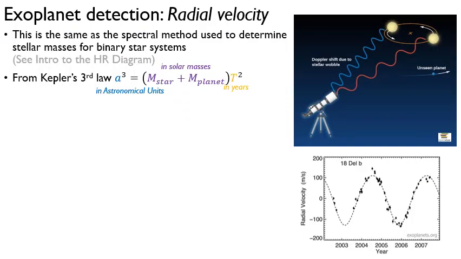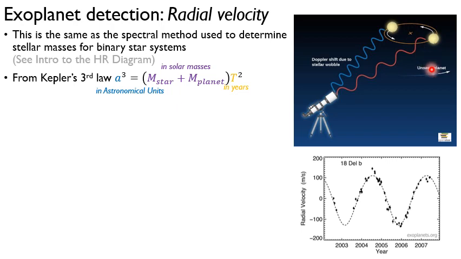An extremely common method for planet detection is the radial velocity technique. And you'll remember this from the introduction to the HR diagram for how we obtained stellar masses. So what's happening here is you have a star and there's a planet going around it, and while you may think of the planet just going around the star, in reality the two are going around some center of mass.